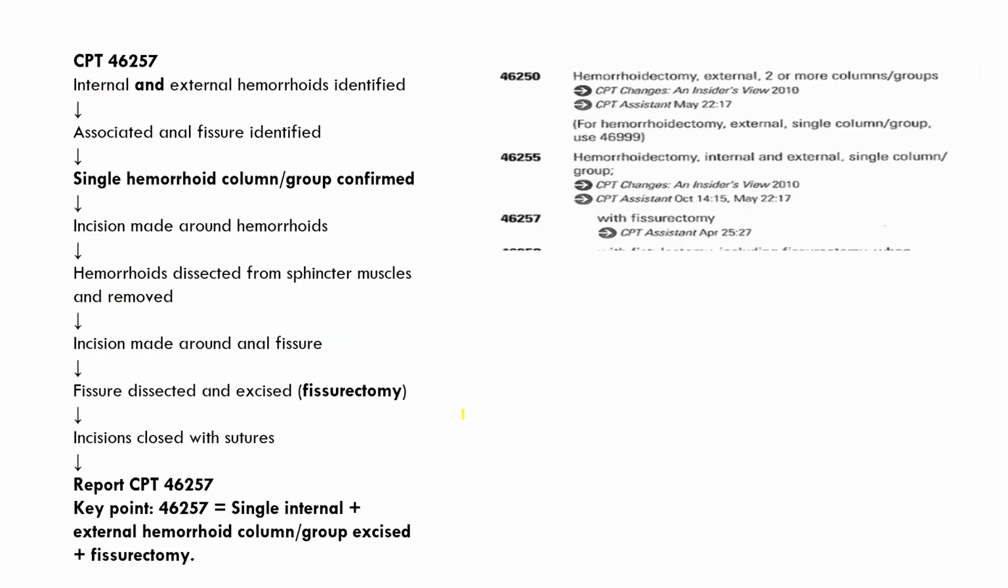Okay, next we have CPT 46257. So along with internal and external hemorrhoid single column or group, he will perform fissurectomy. Here single column or group is confirmed, and he will dissect the hemorrhoids from the sphincter muscles and do fissurectomy. So when there is a tear in the anal canal, he will do fissurectomy. So 46257 is for single internal and external hemorrhoid column or group performed along with the fissurectomy.